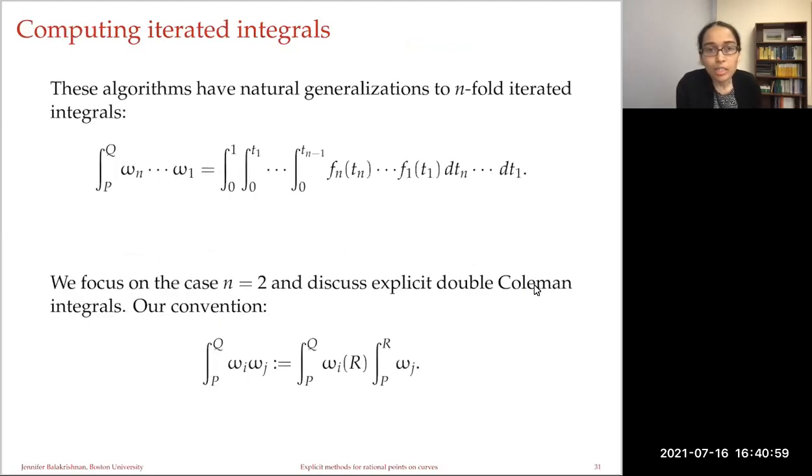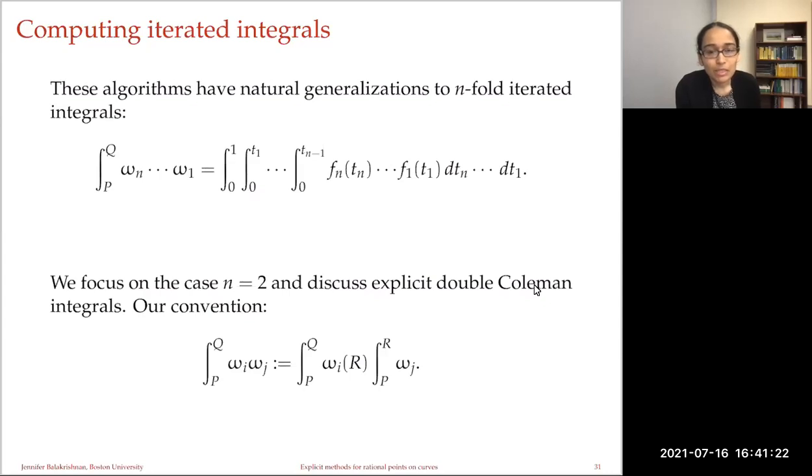Now, I briefly mentioned that Coleman gave a construction of iterated integrals as well. And in the non-abelian Chabauty method, one would like to compute some n-fold iterated Coleman integrals as well. So just to say a little bit about the case of n equals 2, since I think this will give you the main idea about how to do this more generally.